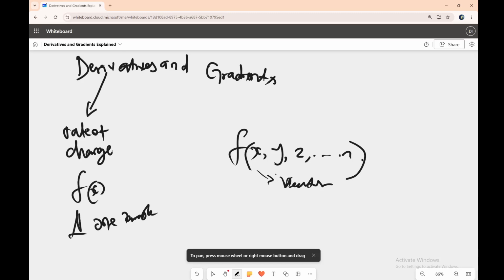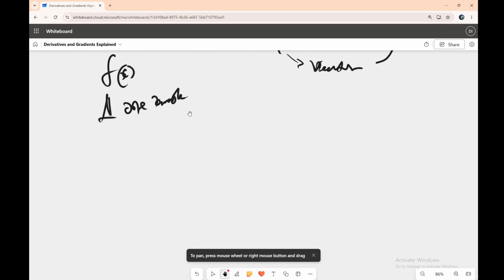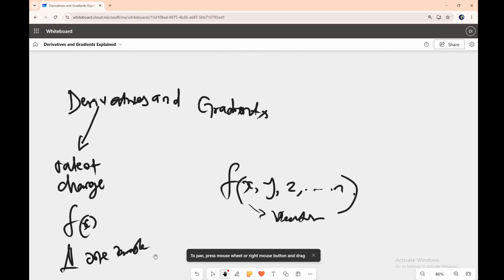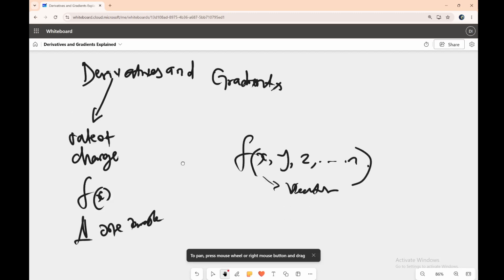So what I'm going to do right now is give you some further illustrations of what we're talking about. But essentially, what I want you to understand is that a derivative is the rate of change of a function with respect to one variable. Anytime we talk about derivatives, we're talking about one variable, all right? Whereas a gradient measures the rate of change with respect to all the variables simultaneously, and combines them into a vector, okay?